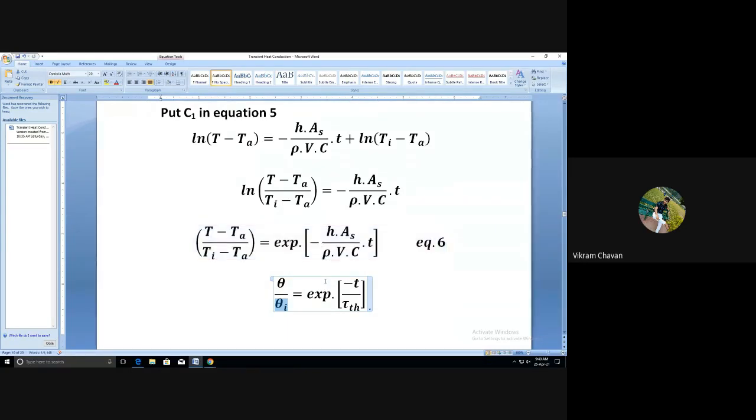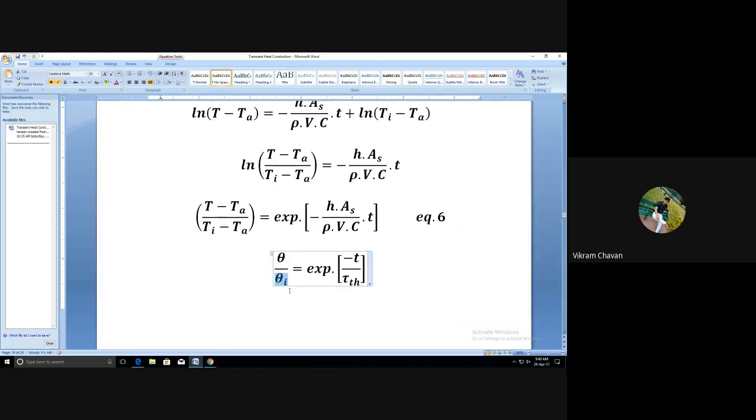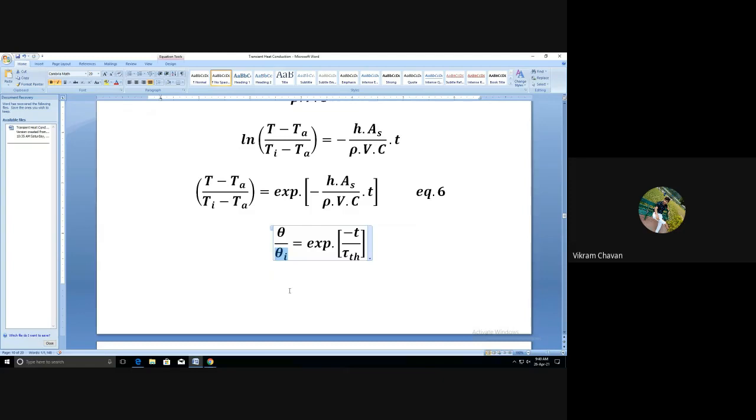So we put that in the equation, and we get theta divided by theta i is equal to exponential of minus t divided by tau. Here exponential means e raised to that particular quantity. Exponential of x means e raised to x. Similarly, here exponential of minus t divided by tau is nothing but e raised to minus t divided by tau.